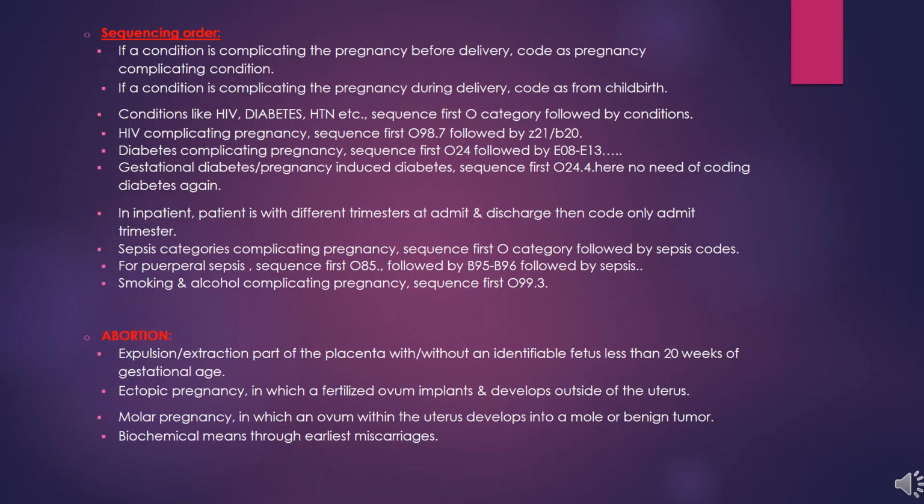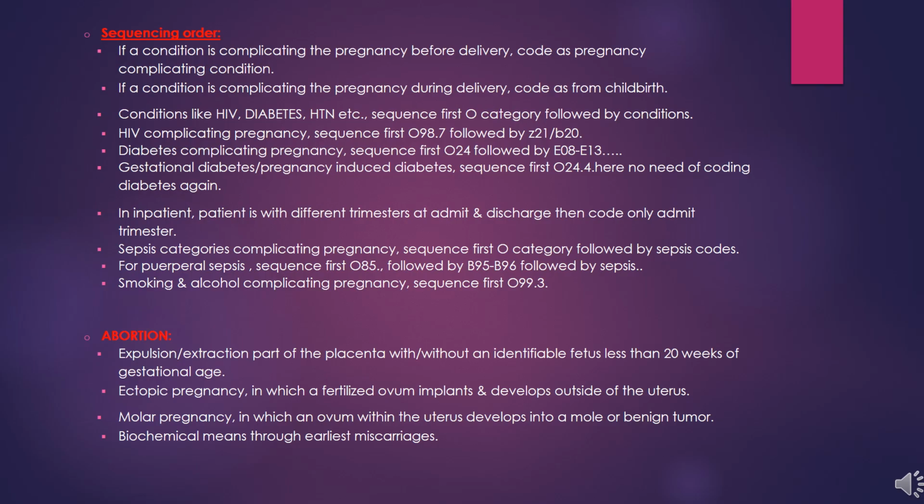Sepsis complicating pregnancy: sequence the O category first, followed by sepsis codes. For puerperal sepsis, sequence O85 first, followed by B95, B96, followed by sepsis. Smoking and alcohol complicating pregnancy: sequence O99.33 first.